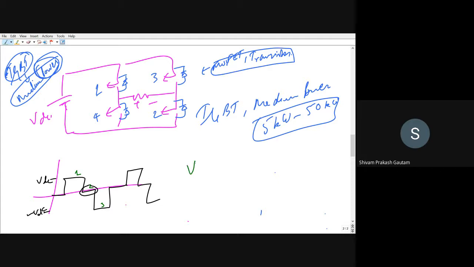Now how to get plus VDC, 0 and minus VDC, because there are only 3 voltage levels. Plus VDC you can obtain by switching switch 1 and 2. 0 VDC you can get by switching 2 and 4 or 1 and 3, and minus VDC you can get by switching 3 and 4. If you switch accordingly, then you will get 3 level as your output voltage.